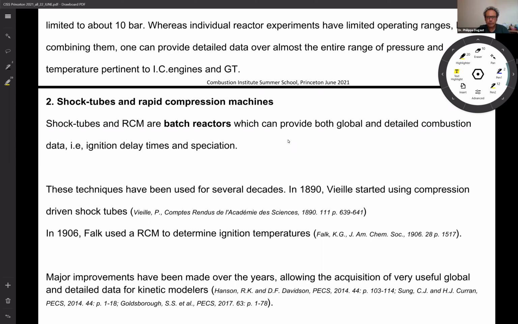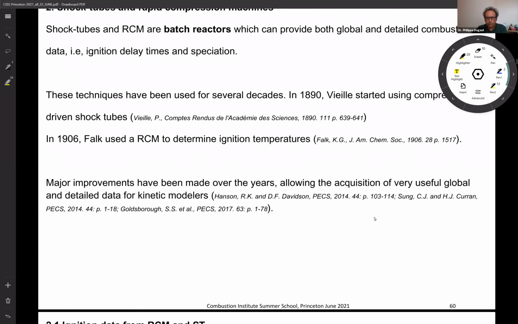In 1890, Vieille, who was a French scientist, started using compression-driven shock tubes. It was published in the Comptes Rendus de l'Académie des Sciences. In 1906, Falk used a rapid compression machine to determine ignition temperatures. So major improvements have been made over the years, allowing the acquisition of very useful global and detailed data for kinetic modelers. You could have a look at these review papers, one from Stanford University in Progress in Energy and Combustion Science, published in 2014.